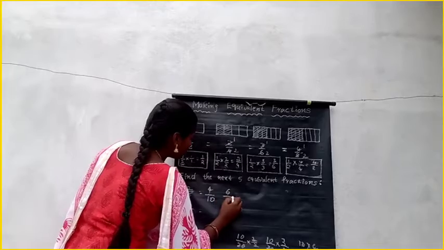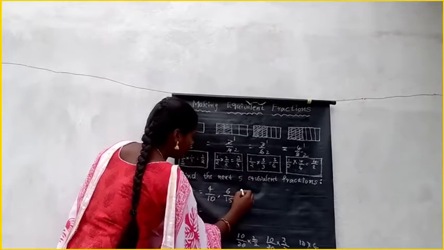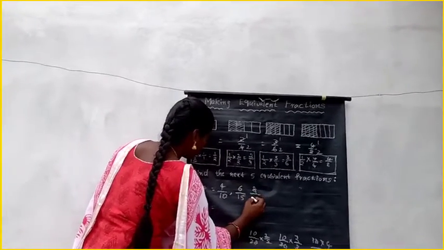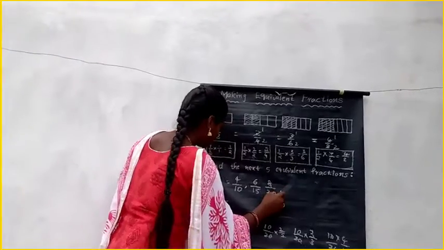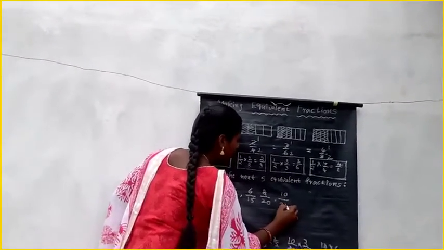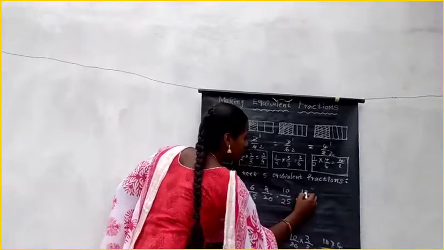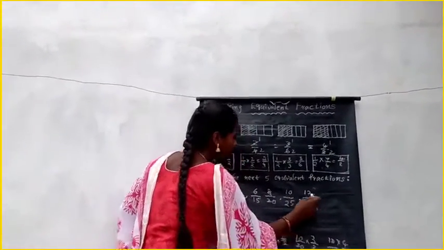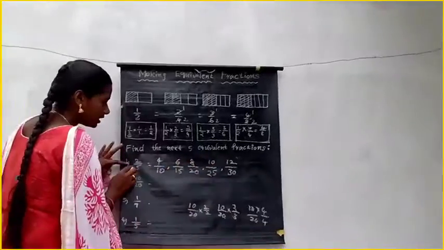2 3s are 6, 5 3s are 15, 2 4s are 8, 5 4s are 20, 2 5s are 10, 5 5s are 25, 2 6s are 12, 5 6s are 30. So these 5 are the equivalent fractions of 2 by 5.